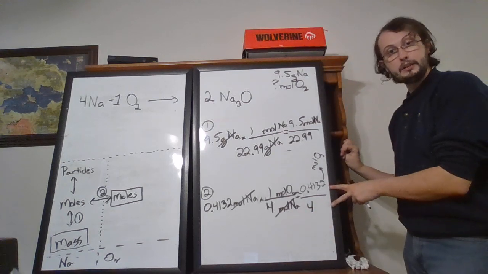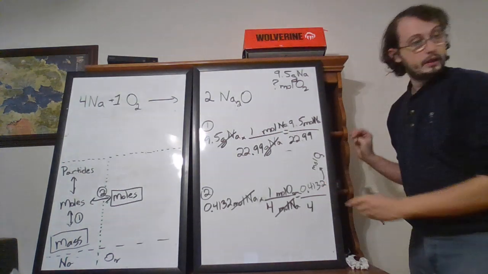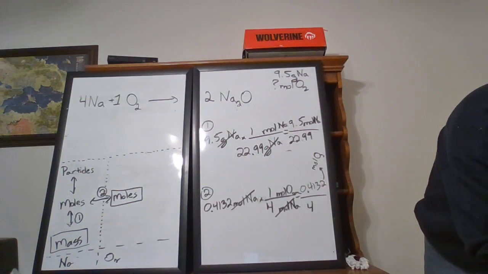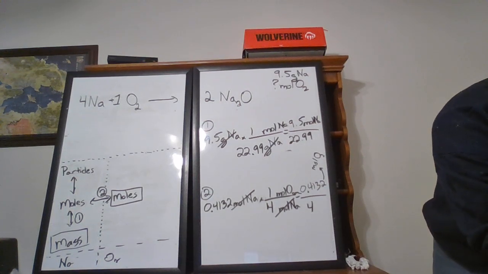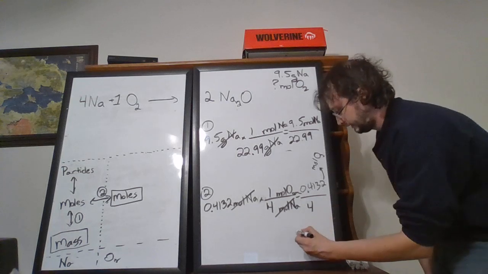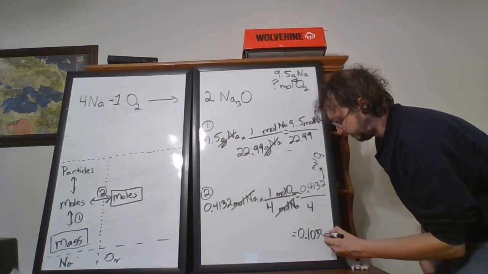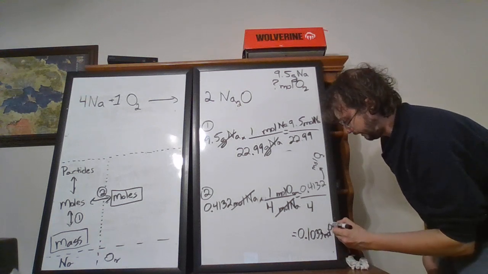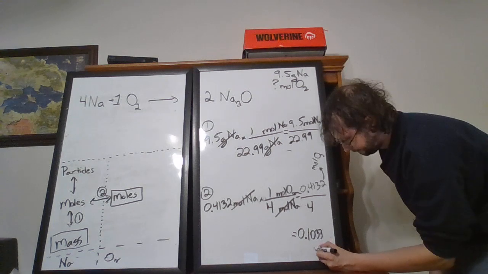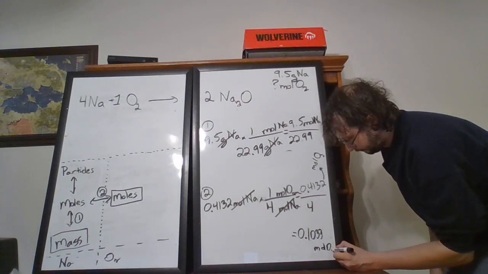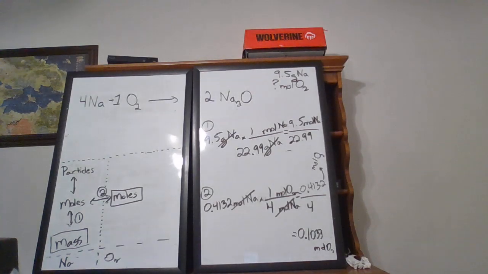So the last thing we need to do now is just solve this little division problem. 0.4132 divided by 4. So go ahead and put that in your calculator. 0.4132 divided by 4 should give you 0.1033 moles of oxygen. I'll write this below it.